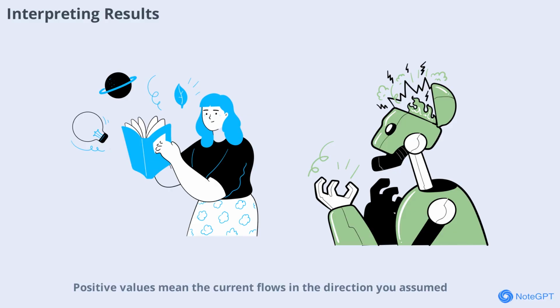Positive values mean the current flows in the direction you assumed, while negative values indicate the opposite. Use these currents to find voltages across components or total current in the circuit. Mesh analysis not only gives you the answers but also deepens your understanding of how currents flow in complex networks.